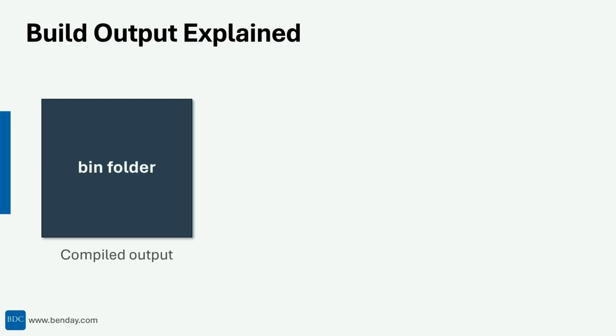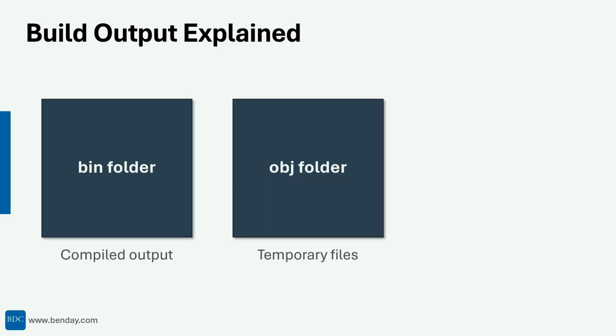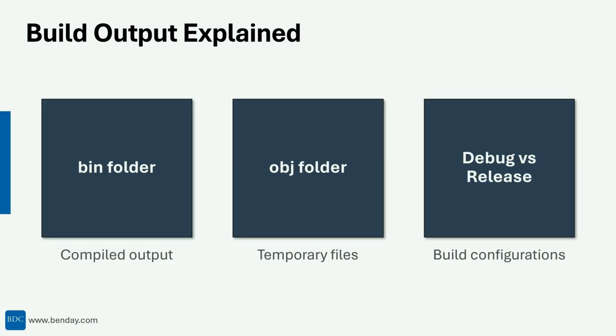The bin folder contains your compiled application. This is what you'd distribute to users. The OBJ folder has intermediate build files. You can delete it anytime. It rebuilds automatically. Debug builds include extra info for debugging. Release builds are optimized for performance and size.